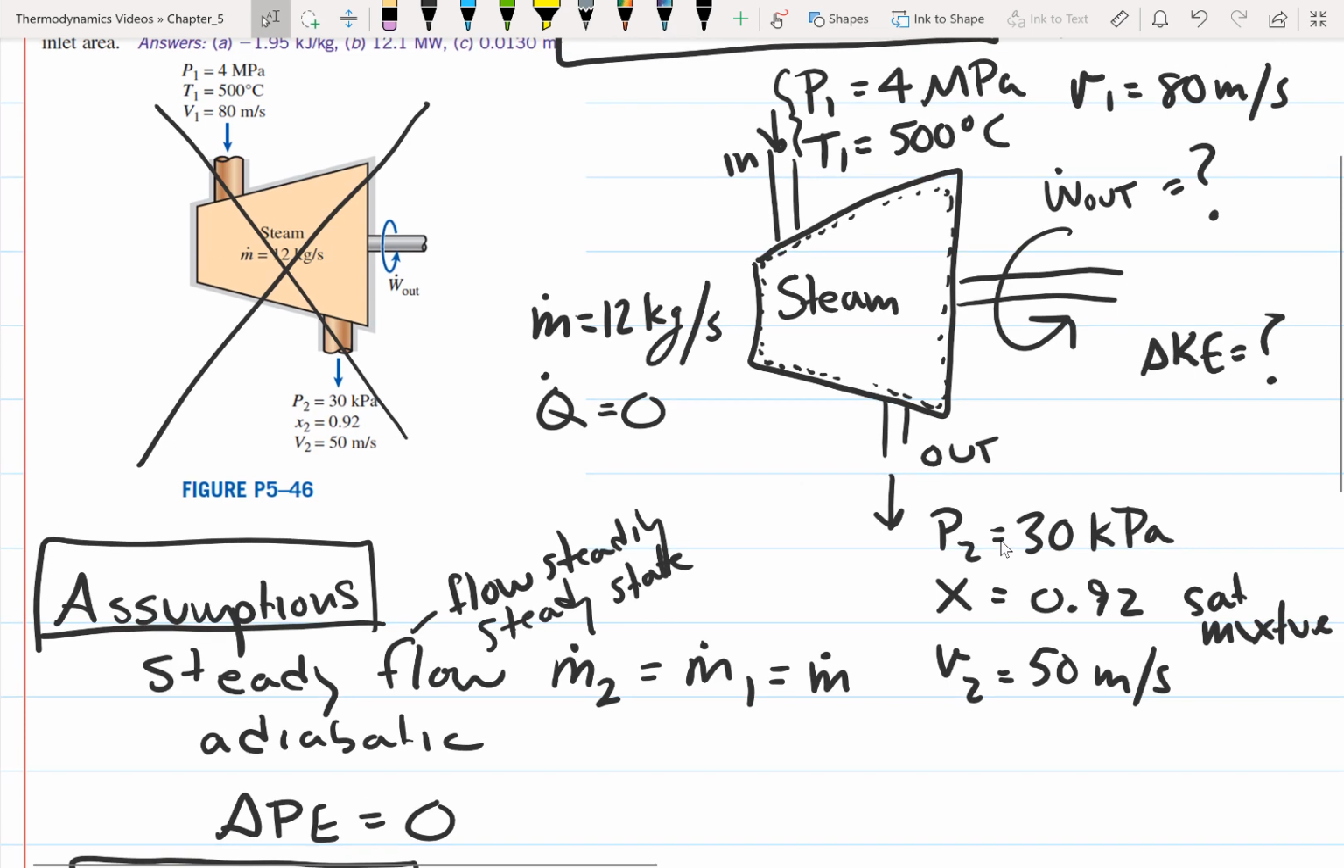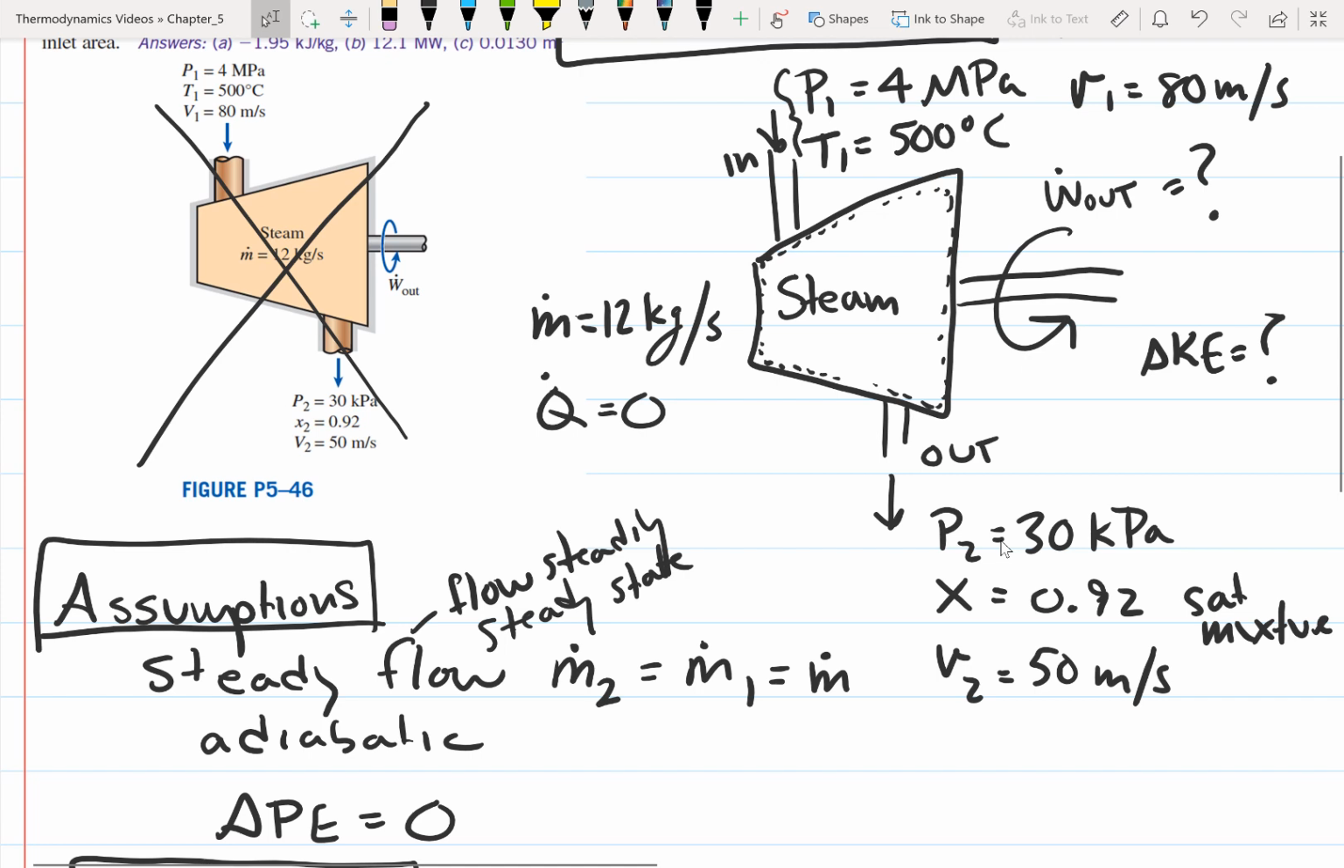We have what is most likely superheated steam going into the turbine, and we have a saturated mixture coming out. And so there's a large pressure drop. Basically, we're extracting energy from the steam and getting work. We're getting work out that's likely being used to generate electricity.